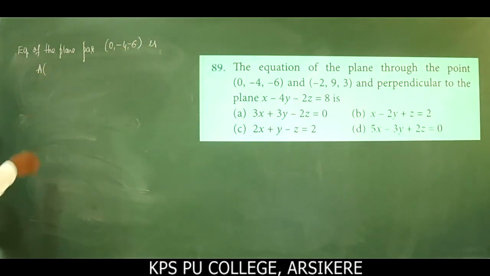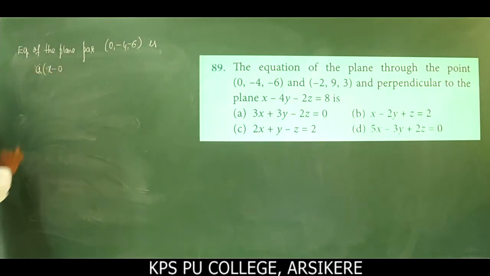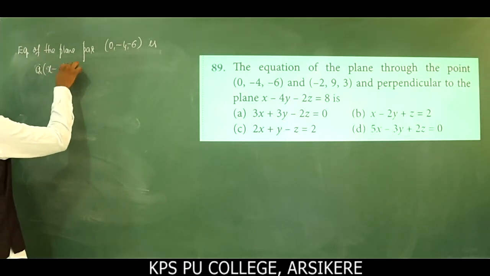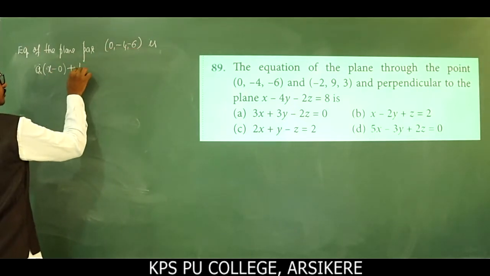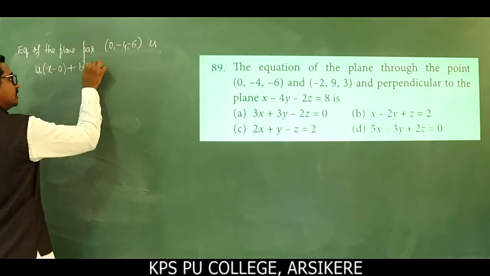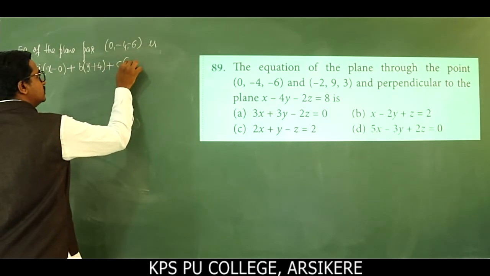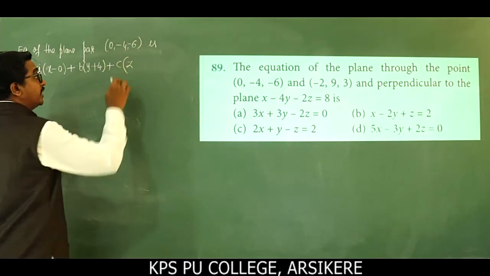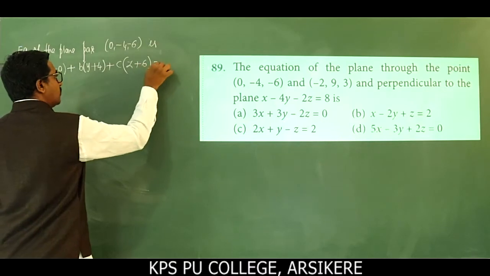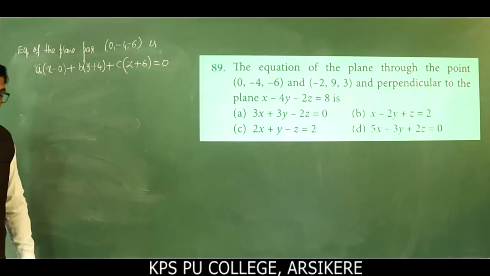A into x minus 0, or you can write it in small a or capital A. So both are valid here. Better to write lowercase a into x minus 0, where this is x1, y1, z1, plus b into y minus y1, which is y minus of minus 4, that becomes plus 4, plus c into z minus of minus 4 minus 6, that becomes plus 6, is equal to 0. This is our equation of the plane.